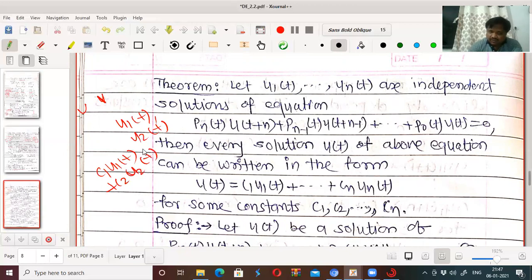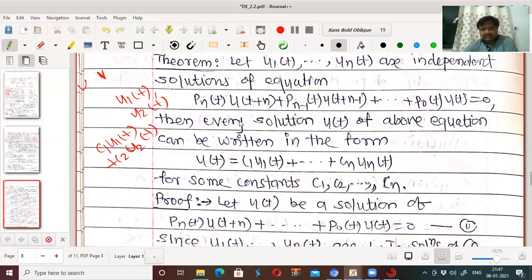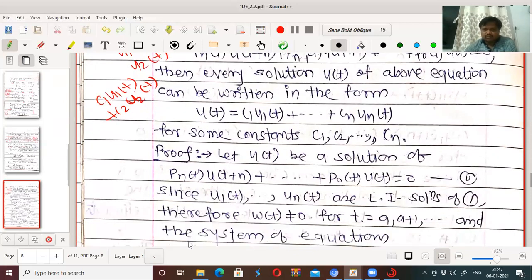We already proved it. So here we want to prove the same for difference equations also. So if u1 up to un are n linearly independent solutions of this homogeneous linear difference equation, then any solution can be written as u(t) = c1 u1(t) + up to cn un(t) for some constants c1, c2 up to cn. The proof is again very simple.